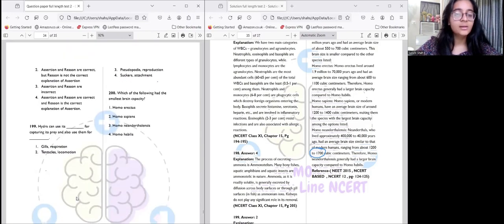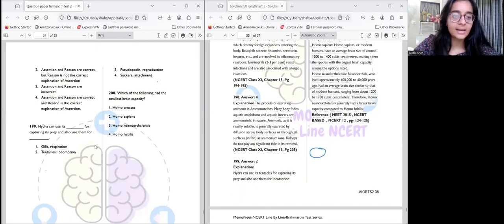Answer for 199: Hydra can use its dash for capturing its prey. Hydra has tentacles for capturing its prey. There's only one option that has tentacles, which is option number 2. And it also uses it for locomotion. Correct.